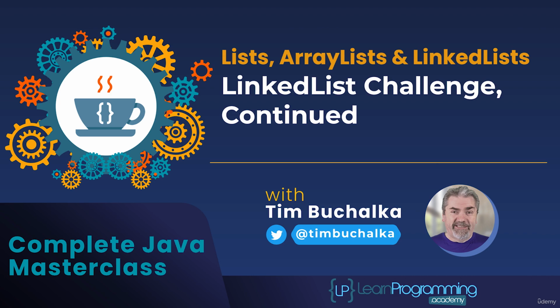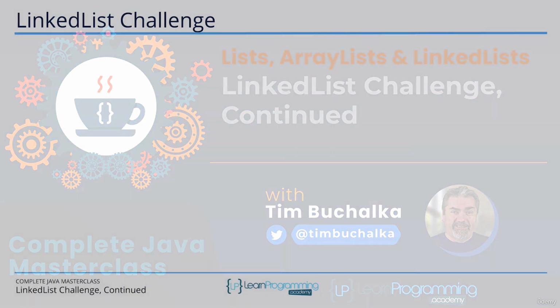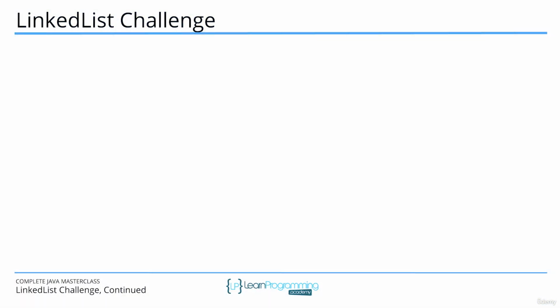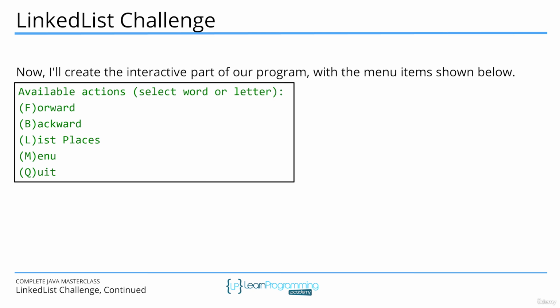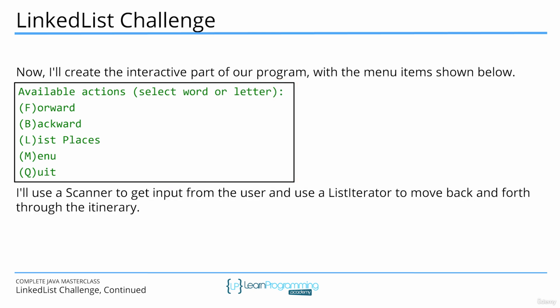In the previous video, I created a linked list of places to visit, ordering that list by how close the place was to Sydney. Now, I'll create the interactive part of our program with the menu items shown below. I'll use a scanner to get input from the user and use a list iterator to move back and forth through the itinerary.